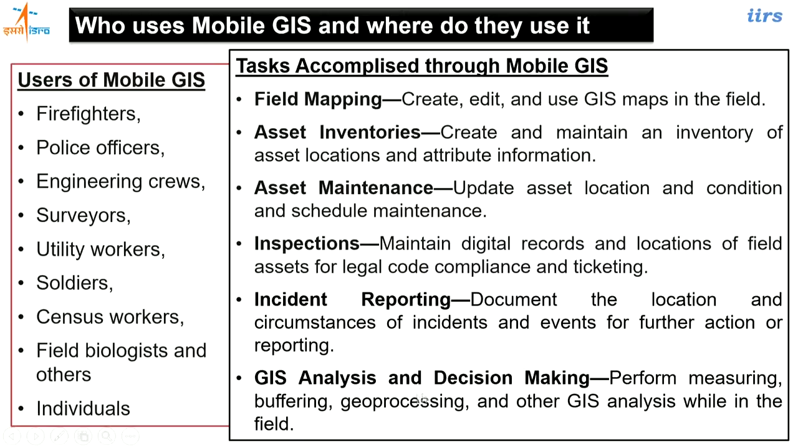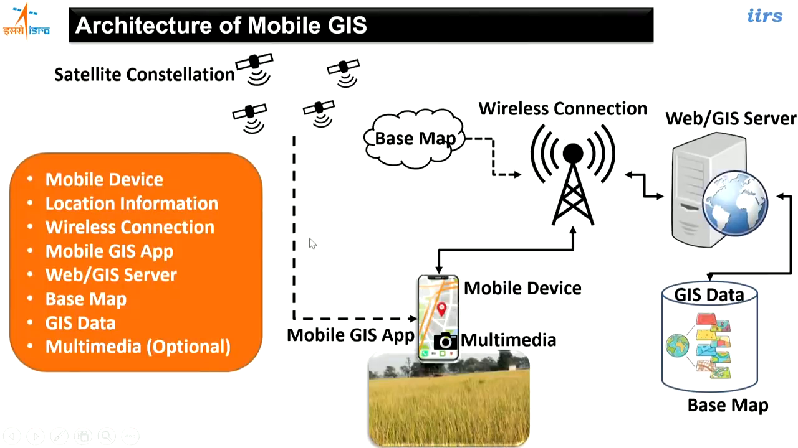Now similarly, GIS analysis and decision making can also be performed over the field, like performing measurements, buffer analysis, geoprocessing, and other GIS analysis while in the field. So these are some of the tasks which can be very much accomplished using a mobile GIS application. Now, if we talk about the architecture of mobile GIS, what are the components?